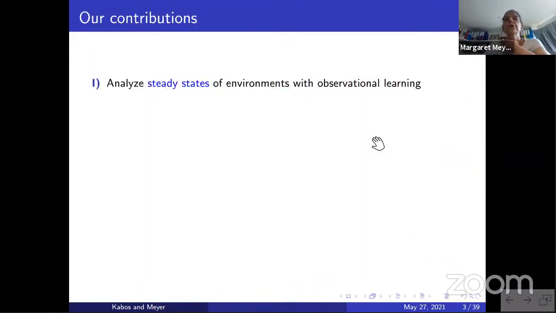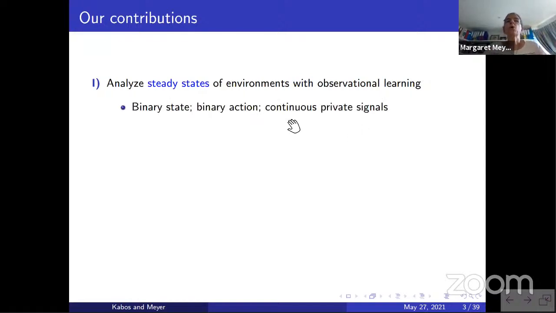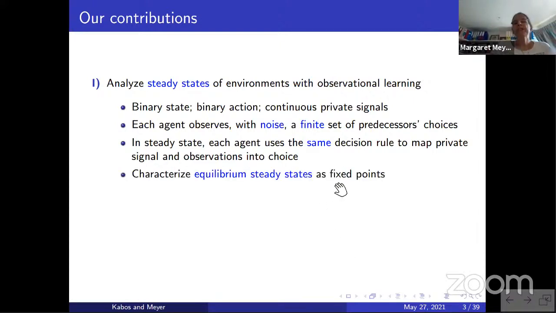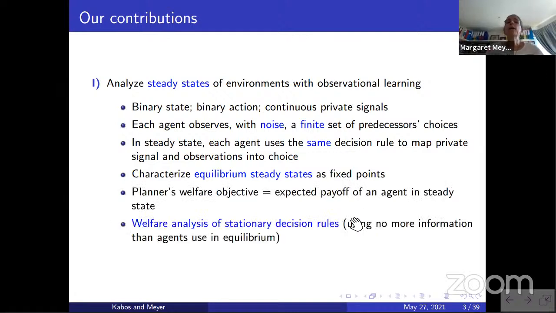So we have three contributions in this paper. First is to develop a model in which we can analyze steady states of environments with observational learning. We start with the most familiar observational learning setting, one in which there's a binary state, every individual chooses one of two actions and signals are continuously distributed. Each agent observes with noise a finite set of predecessors' choices. And in steady state, each agent will be using the same decision rule to map their private signal and their observations into their choice. We will characterize equilibrium steady states as fixed points, and then we can formulate the planner's objective in such a steady state environment very simply.